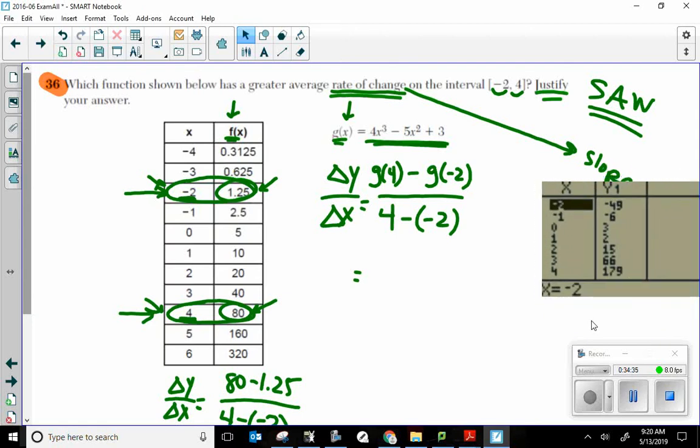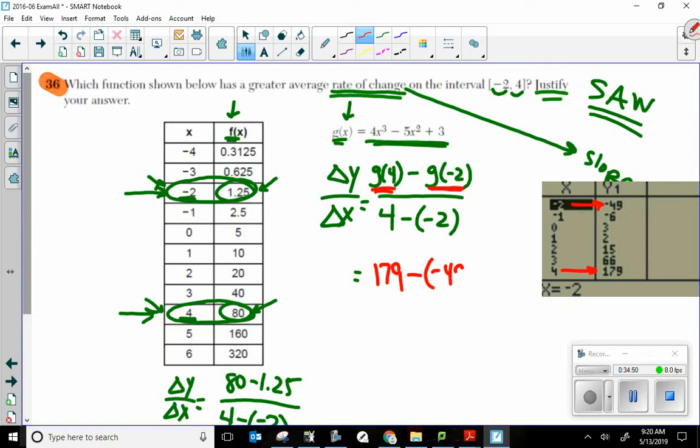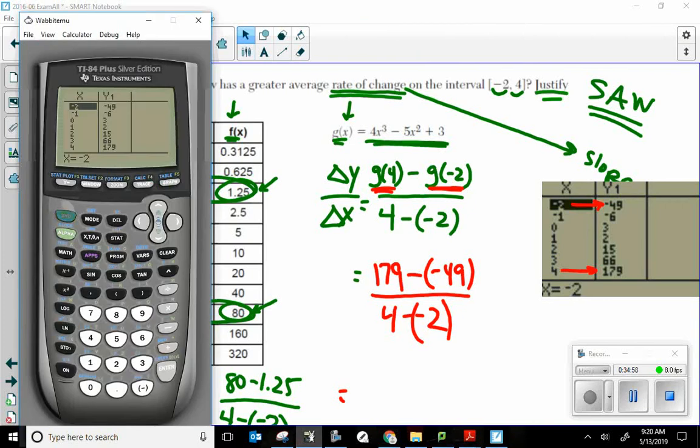All right, so what is g of 4? When x is 4, I get 179 as my y. So this is 179 minus, what about g of negative 2? Negative 49. So negative 49, all over 4 minus negative 2. Let's put that in the calculator and see what we get. I'm going to go back up here, hit enter, and just change the top.